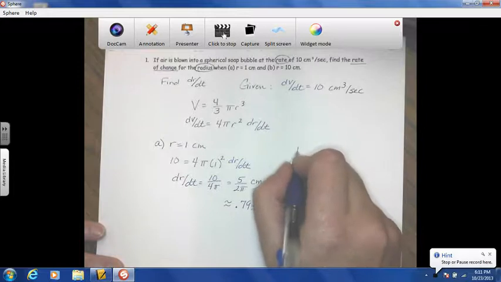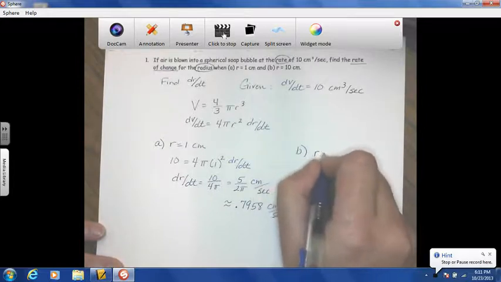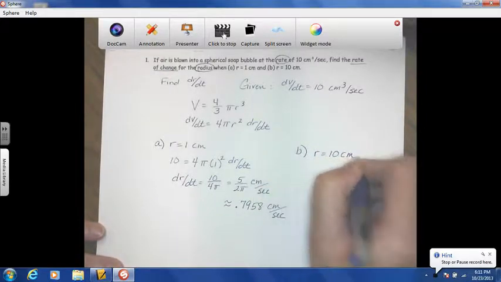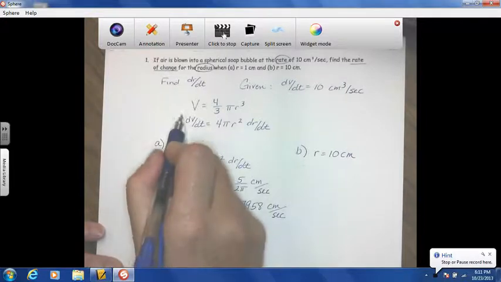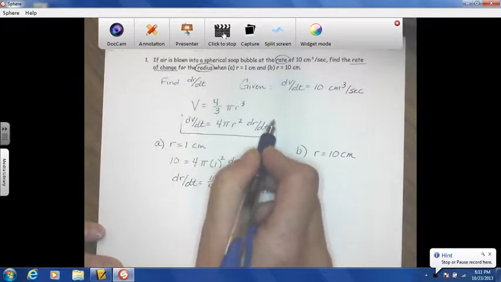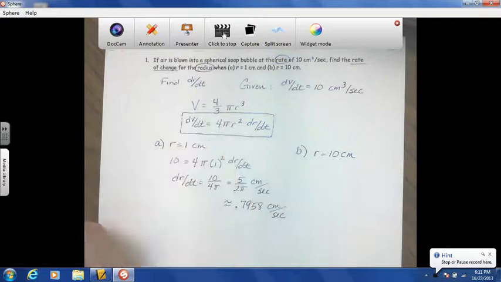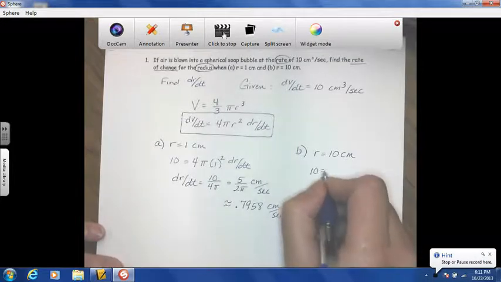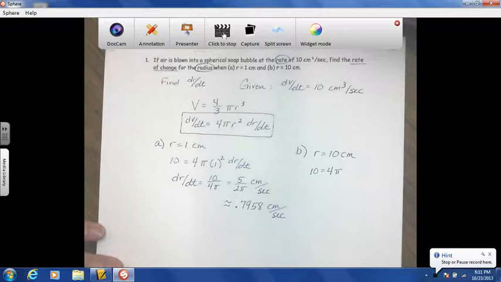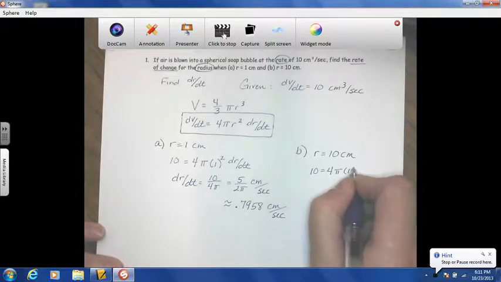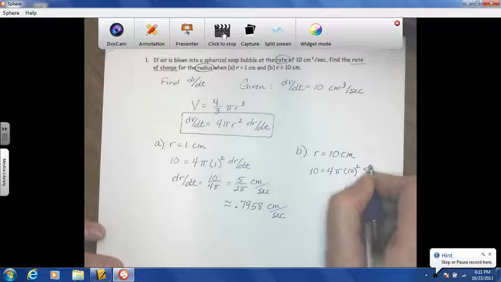Now for part B, we're going to go in and look at a different time. We're looking at it at the instant in time when the radius is 10 centimeters. We are still going to use the formula that relates the change in the volume to the change in the radius. The change in the volume is still 10 cubic centimeters per second. And now, instead of the radius being 1, as in part A, I'm going to plug in a radius of 10 and solve from there.